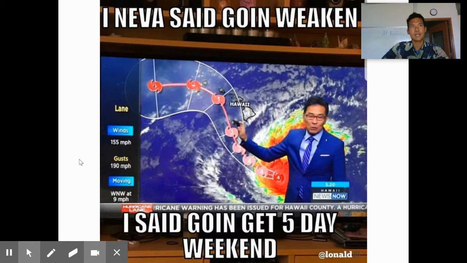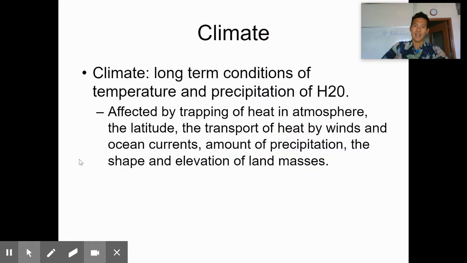Now, what makes an ecosystem? The answer to that is the climate of that particular place. Now what is climate? Climate is the long-term conditions of temperature and precipitation of water, and is affected by trapping of heat in the atmosphere, latitude or area on the planet, transport of heat by winds and ocean currents, amount of water precipitation, and also the shape of the land, size of the land mass.